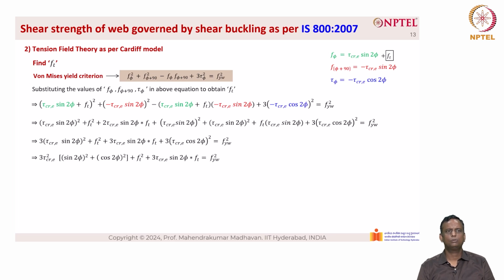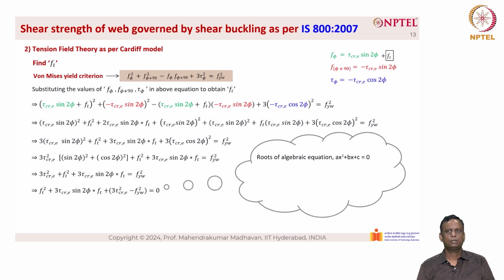So, now we can take out the common terms, which is 3 into τ_critical. Now, when we take that out, we have (sin 2φ)² plus (cos 2φ)², which becomes 1. So, the equation gets further simplified, as you can see below. Now, we can rearrange the terms such that it is in the form of a quadratic equation.